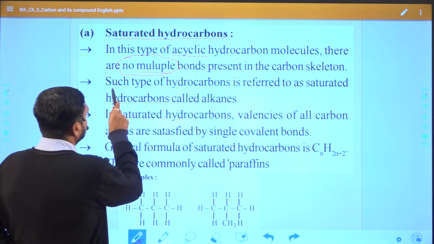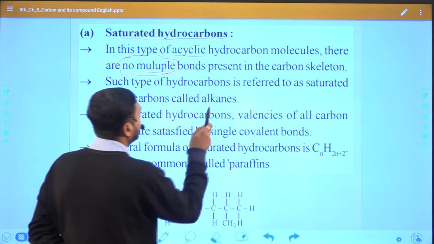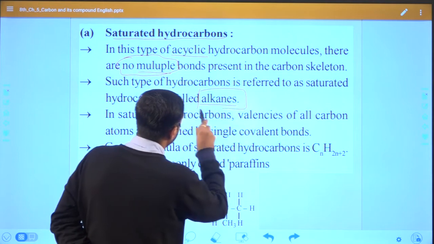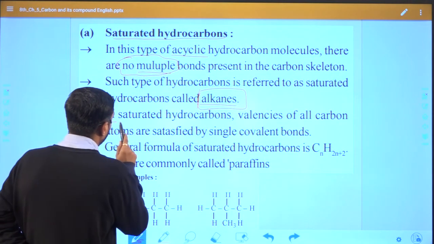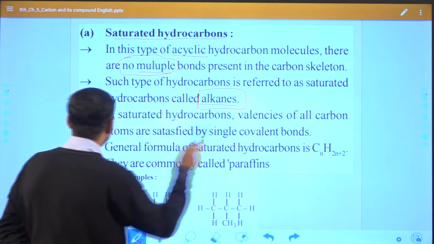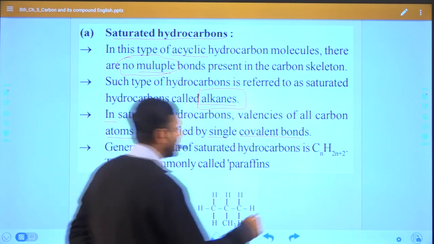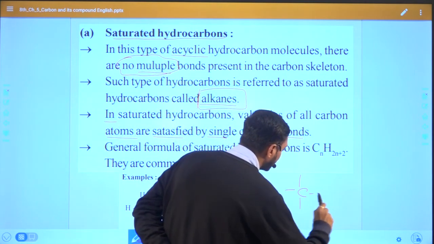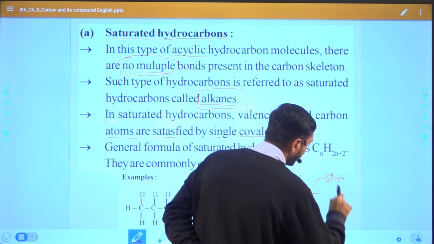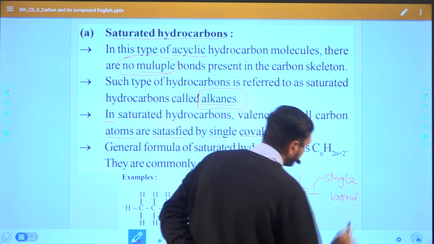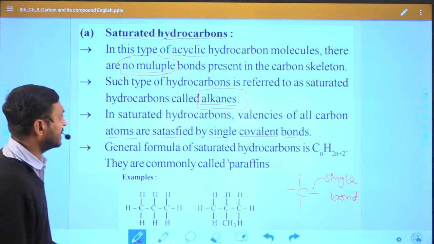After that, a hydrocarbon referred to as saturated is called an alkane. Saturated is nothing but alkanes. These things we will also understand. In saturated hydrocarbons, the valencies of all carbon atoms are satisfied by single covalent bonds. As we know, carbon has a valency of 4, and all 4 valencies are satisfied with single bonds. If it is satisfied with single bonds, then the compound is known as a saturated hydrocarbon, or we can say alkane.